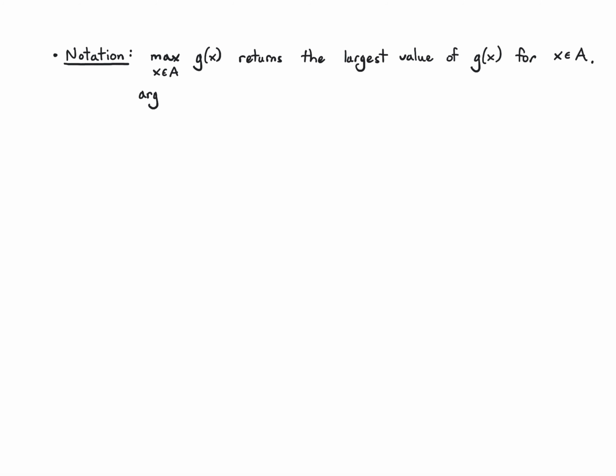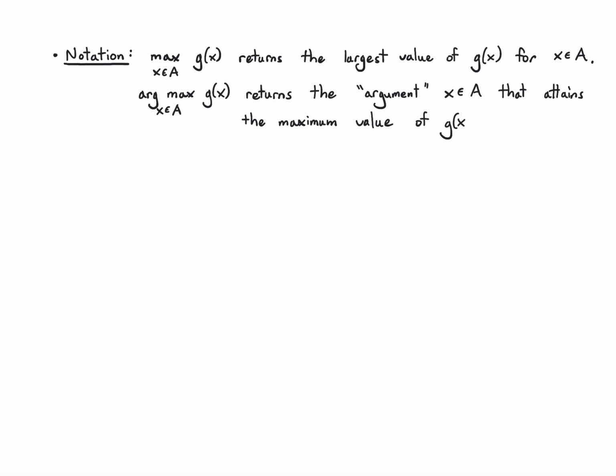Remember, if I have max over some x in A of some function g of x, that's going to return the largest value of g of x for x in this set A. The notation that we're going to introduce is this thing called argmax over x in A of g of x. That returns the argument x in this set A that attains the maximum value of g of x.